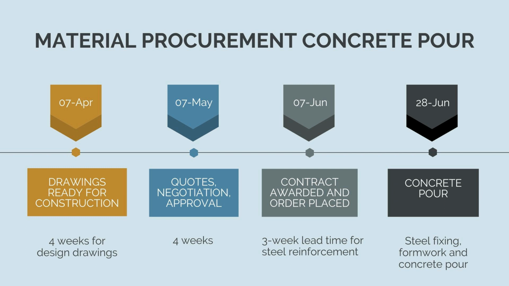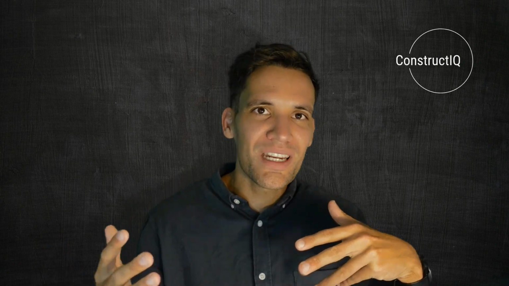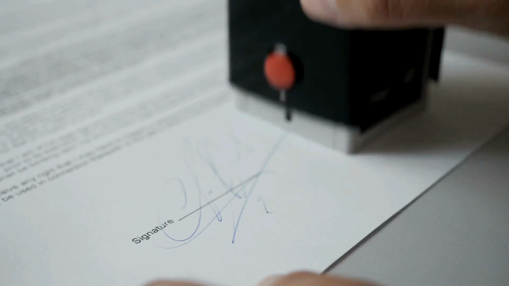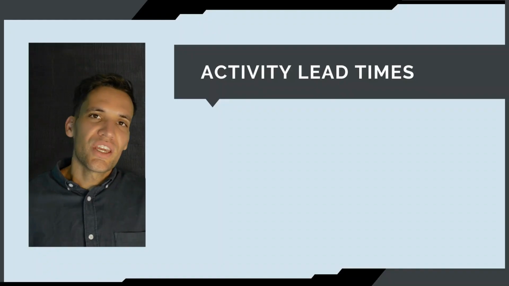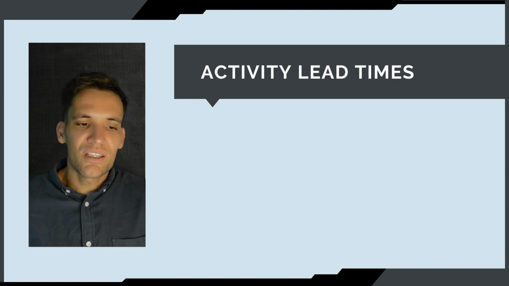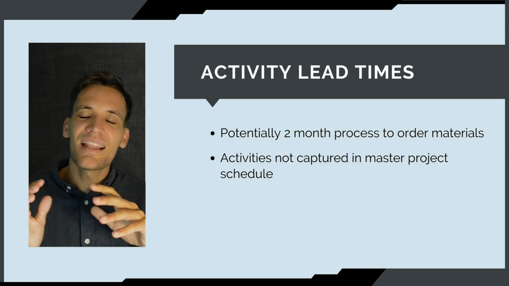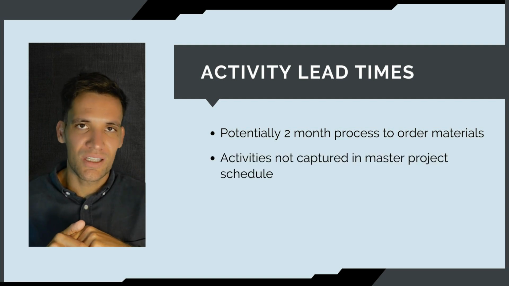How crazy is that? What does this mean? This means for a concrete pour at the end of June, we need to be thinking about it in April. You want to think about why construction projects push out? It's not because people work slowly. It's because there's so many interfaces and things that have to be done in a set sequence, and you can just see how these time frames completely blow out. Thinking about this in terms of activity lead times, you can see that it's potentially a 2-month process to order materials. These activities are captured in the master project schedule.